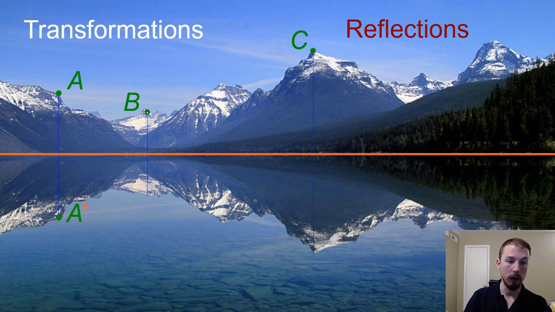We can also point out this point here has an image of the reflection down here. The highest point we have here, C, goes to C prime here as well. So just beautiful images that we can incorporate pretty easily into our lessons.